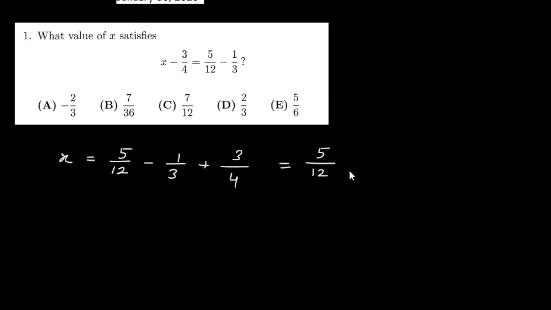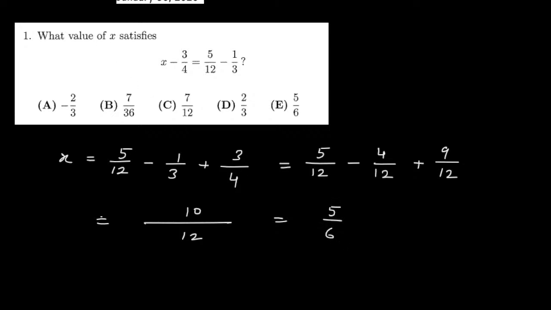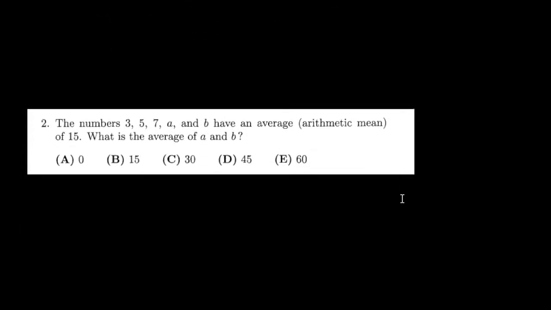So we make their denominator 12. So 5 upon 12, here the denominator is 12. Now 1 upon 3, I multiply and divide by 4, so it will become 4 upon 12. Similarly 3 by 4, I will multiply numerator and denominator by 3, so I will get 9 divided by 12. So x equals, the denominator is 12 and the numerator will be 5 minus 4, which is 1, plus 9, 10, and 10 divided by 12 is 5 divided by 6. So our result here is 5 divided by 6. Let us see the second question.